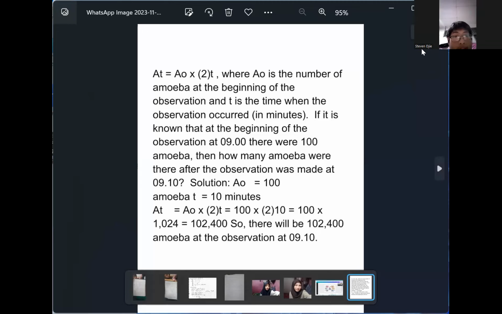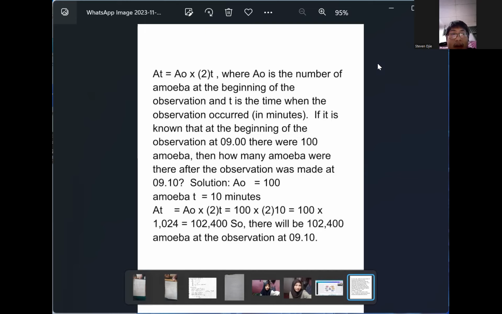Okay, I will explain the use of exponents in biology. The application of exponential functions in biology is usually used to calculate the growth of bacteria. Examples include the growth of certain amoebas. For example, growth follows the exponential function A(t) equals A0 times 2 to the power of t, where A0 is the number of amoebas at the beginning of the observation and t is the time of the observation in minutes.